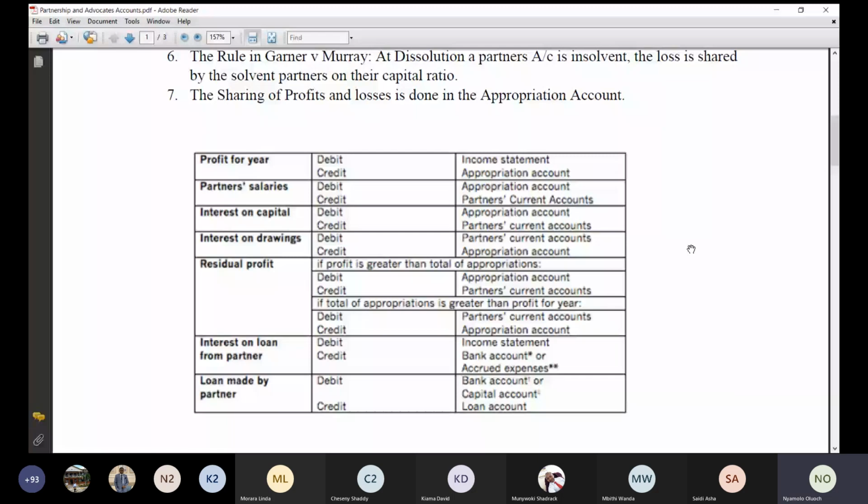The interest on capital, you will debit the appropriation account and you credit the partner's current account. Interest on drawing, you will debit the partner's current accounts because it's reducing their entitlements, and you credit your appropriation account. Of course, the residual profit that is shared, you will be able to see that.